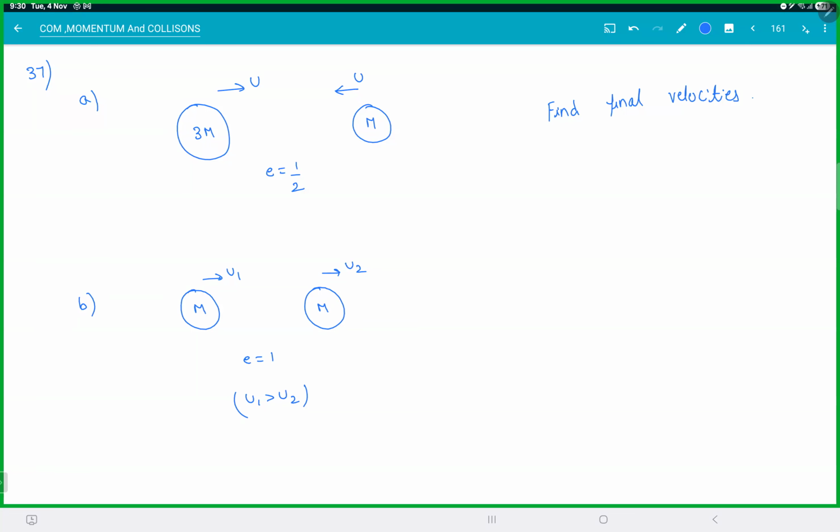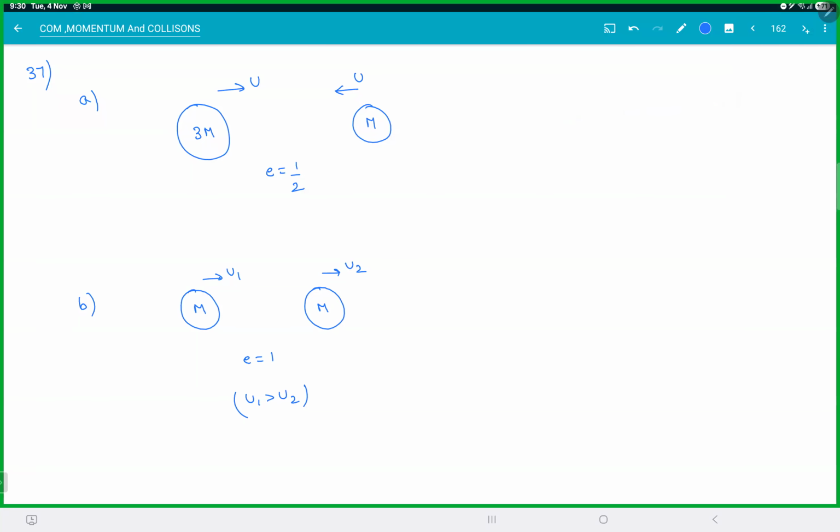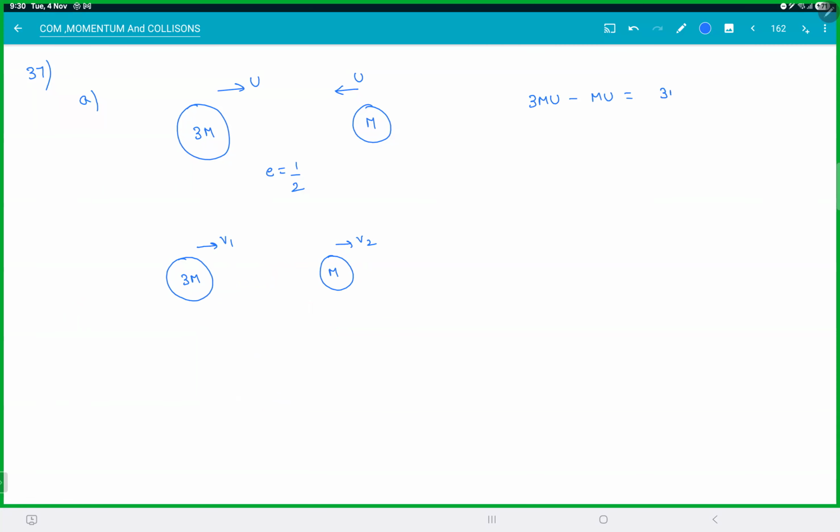u by 4, 5u by 4. Okay, looks right. So let's see. After collision, let the velocities be v1, v2. Conservation of momentum: 3mu minus mu equals 3m v1 plus m v2. We get 2u is 3v1 plus v2.